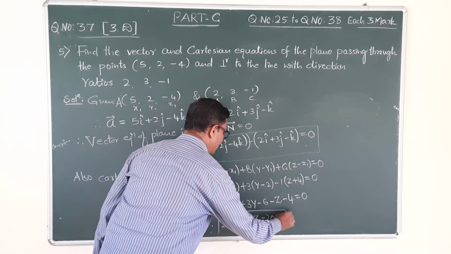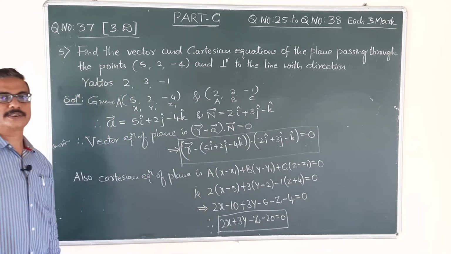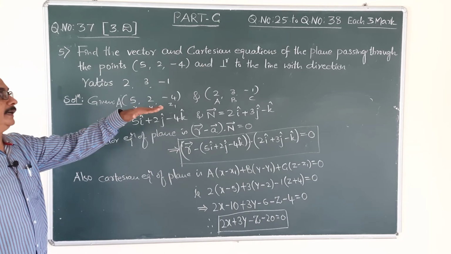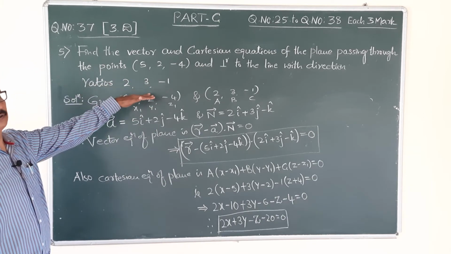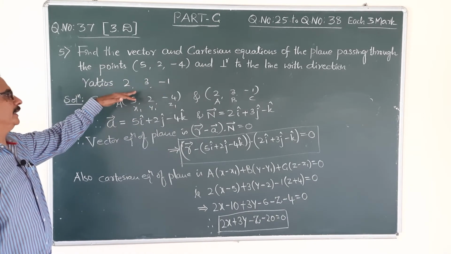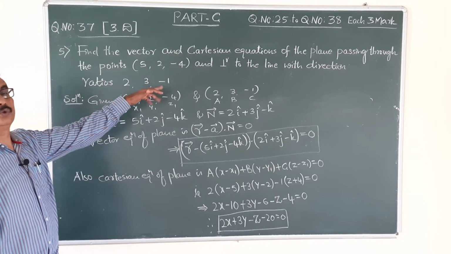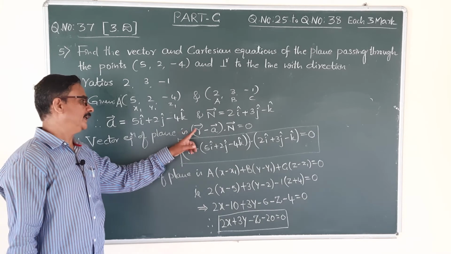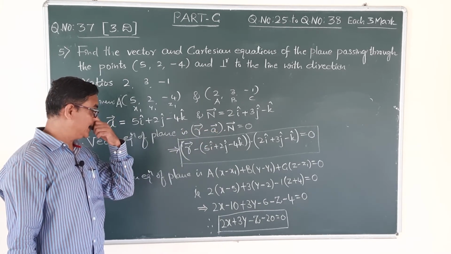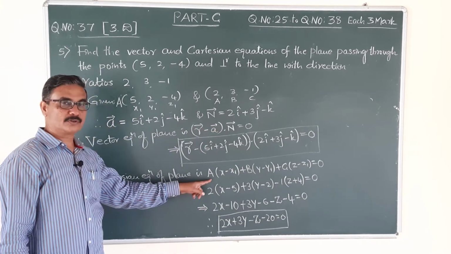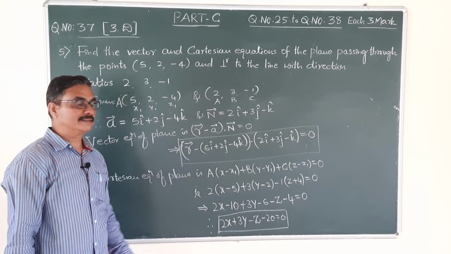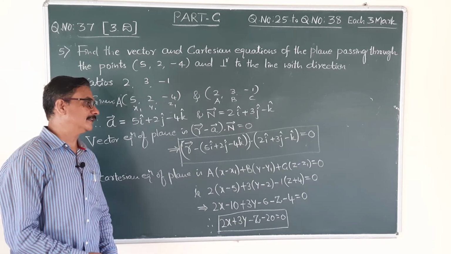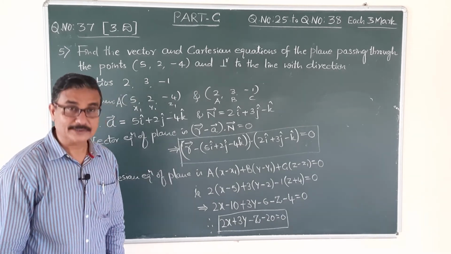This is the equation of the plane passing through one point and perpendicular to the normal vector, or perpendicular to the line with direction ratios 2, 3, −1. So remember that formula. The vector equation of a plane is (r − a) · n = 0, and the Cartesian equation of a plane is a(x − x1) + b(y − y1) + c(z − z1) = 0.